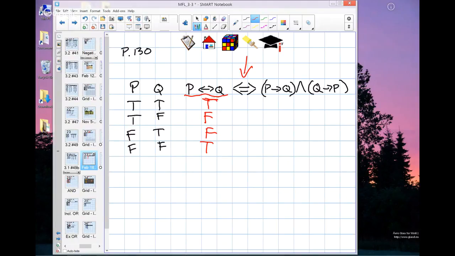So now we got some work to do. First, let's do this parentheses. If P, then Q. That's a new rule too. Remember how that works? Only false when the first one is true and the second one is false. Do you see that's this row right here? That's the only one that's false. Well, now that I know that, the other 3 have to be true.